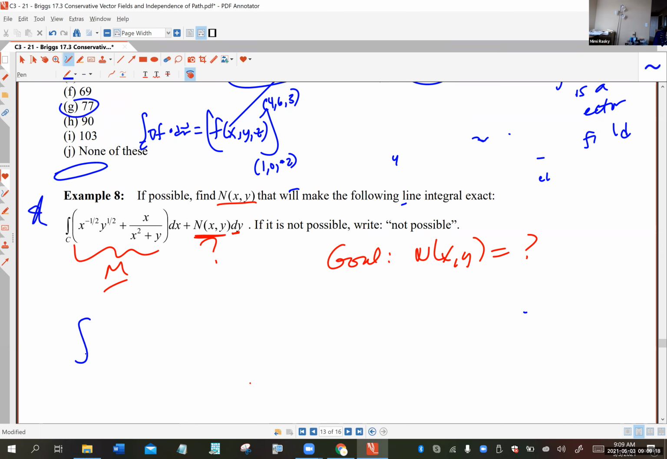Okay, so what I'm going to do is integrate M with respect to x. And this is going to take a little bit of time because this is kind of a hard problem.